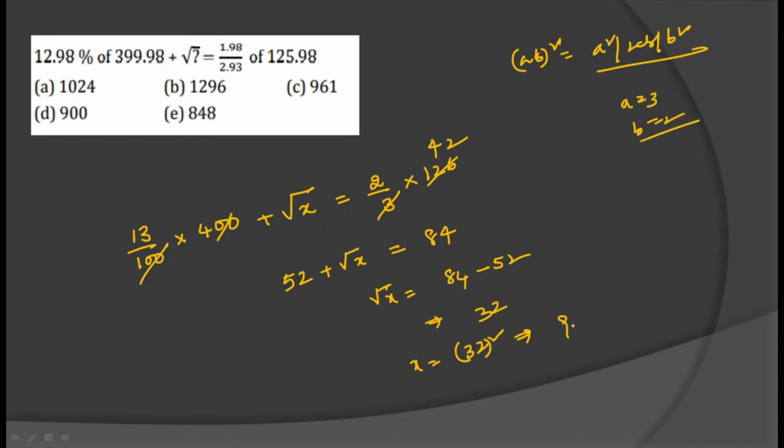Now 3 square is 9, 2ab means 2 into 3 into 2, guys. See, 2 3s are 6, 6 2s are 12, write down 2, 1 carry forward and 2 square is equal to 4. The value becomes 1024. You know that, directly you can choose your option.